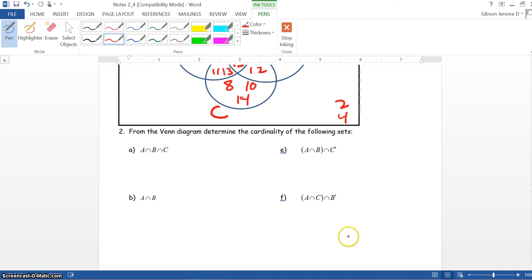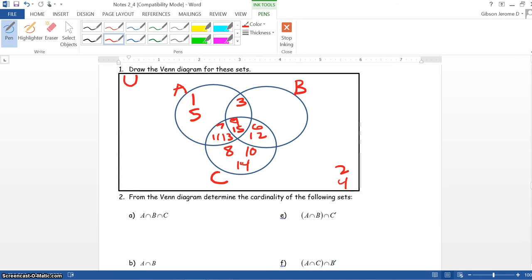Now it says, from the Venn diagram, determine the cardinality of the following sets. So now, this is what we would do. We had A intersect B intersect C. So now, we want where all of the numbers intersect for all three regions, A, B, and C, which is 9 and 15. So this is equal to the set of 9, 15. Those are the only numbers that are in all three sets. So the cardinality is 2, because they only had 2 numbers.